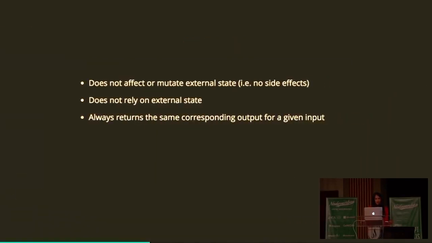So if you go back to our three bullet points, how do tests help? Do they help us not affect or mutate external state? Not really. Do they help us ensure that we do not rely on external state? Not really. But do they help us ensure that they're always returning the same corresponding output for a given input? Yeah, we can test for that. Because if we have a test that something should return something, we can guarantee that it will always return that.